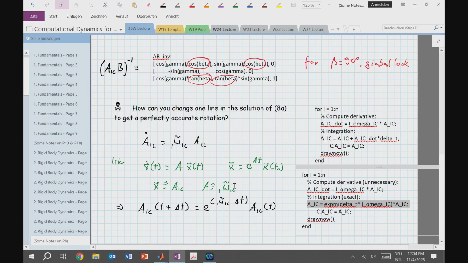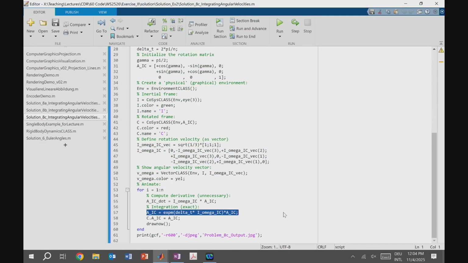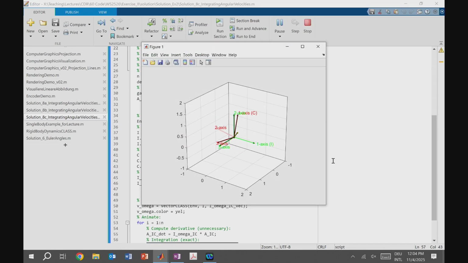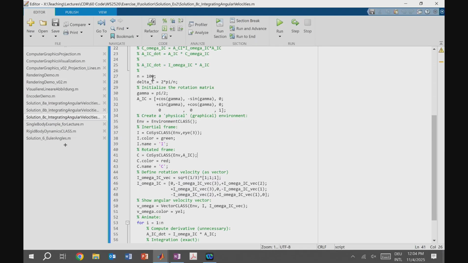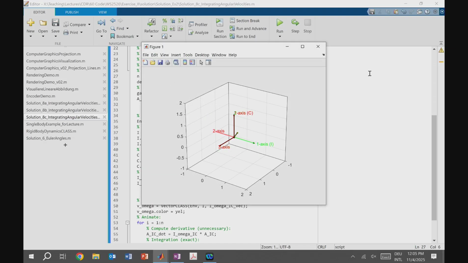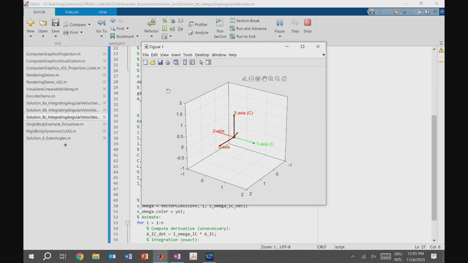So if I go to my example 8c, where this is implemented somewhere down in the weeds, and I run the animation, I get a perfect rotation using the matrix exponential. And if I go down to 20 steps, still a perfect rotation. If I go to 2 steps, bang, bang, perfect rotation. So that matrix exponential helps me keep my matrix orthonormal.